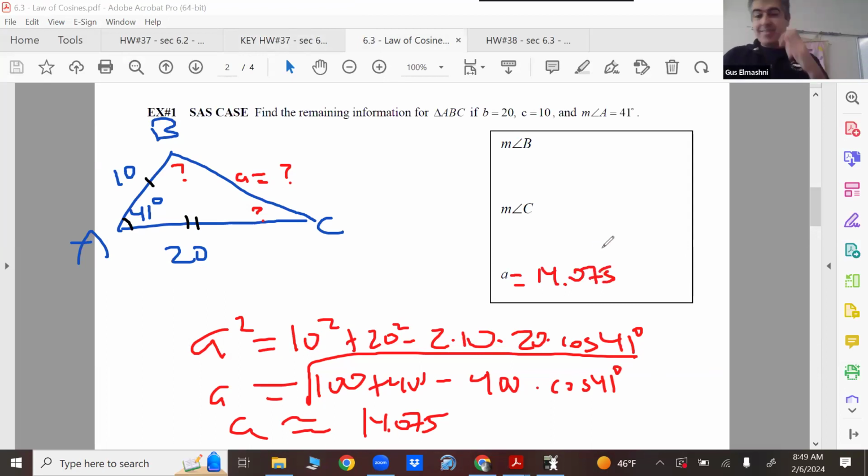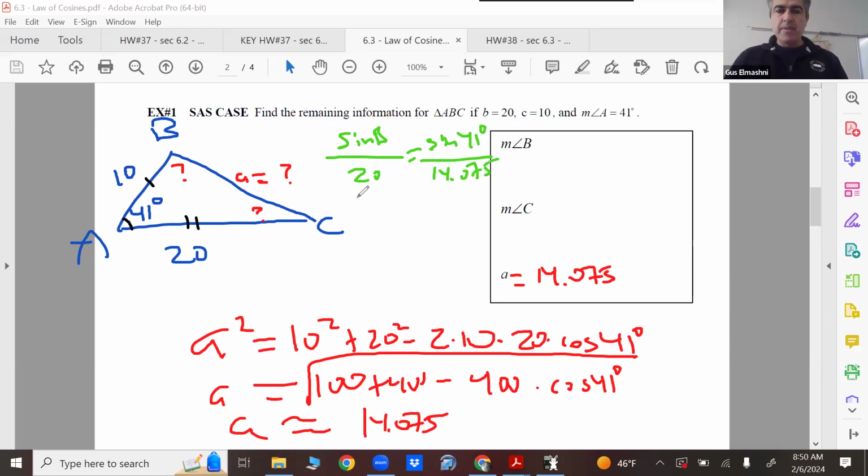Now, how am I going to get angle B or C? What do I have to do? Law of sines. You can use the law of cosines again too if you want, but personally I use law of sines. It's a little less intensive. So sine B. You can solve for B or C first, it doesn't matter. It's your call. But now I'm going to use 41 degrees and 14.075, because now I have a known angle-side pair. Right? I have a known angle-side pair.